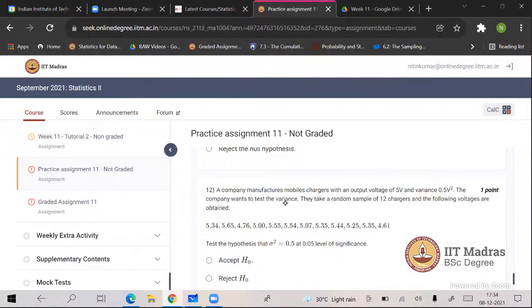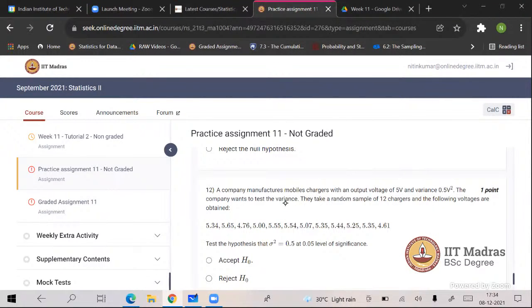Actually, the company wants to test the variance, and nothing is mentioned like they are suspecting it to be lower or higher, greater or lower. Testing variance, I think, means only that they are checking whether the variance is 0.5 or not 0.5, right? Yes, sir, so let's do it that way. Your null will be sigma square equal to 0.5 and the alternative will be not equal to 0.5.